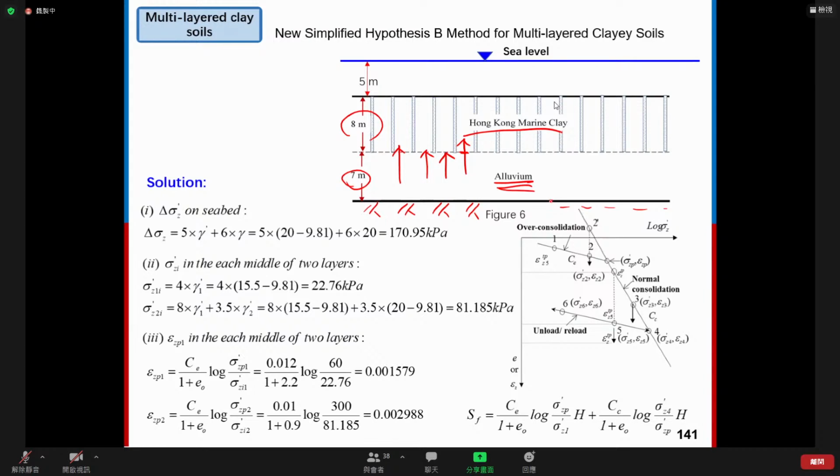The maximum is from here to here. This length is 7 meters, the so-called D, if you still remember the D, the maximum drainage path length.